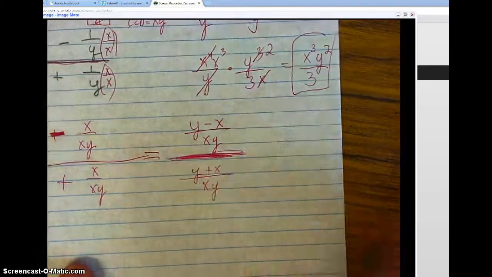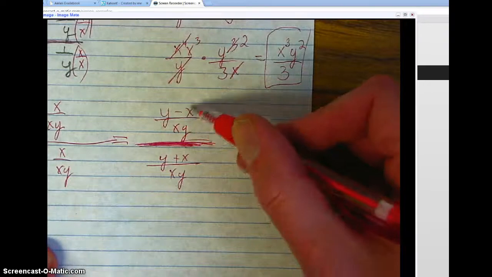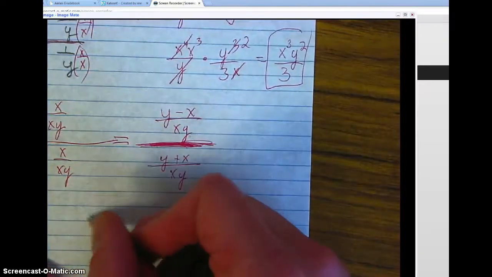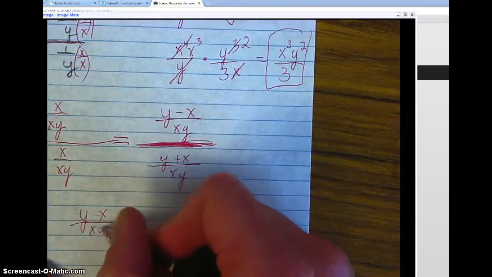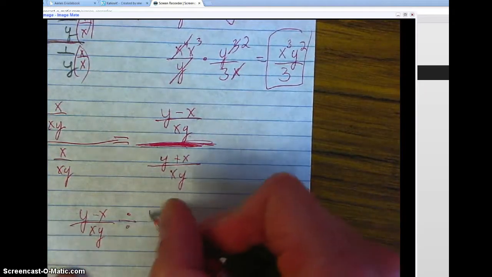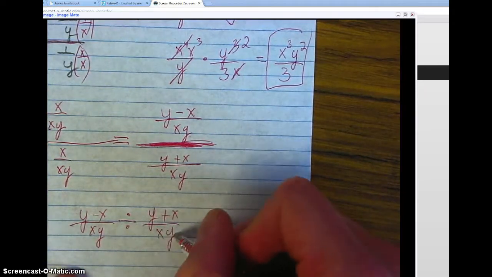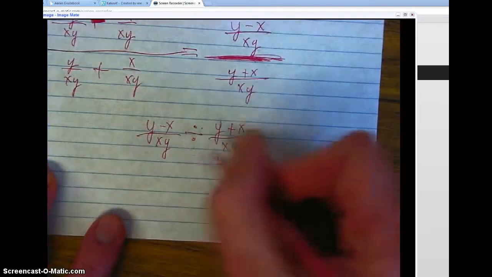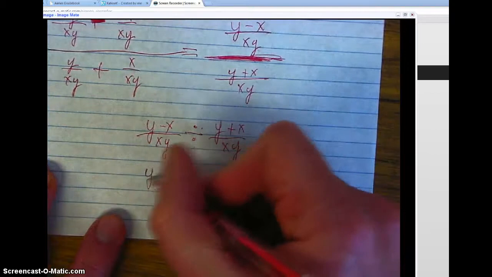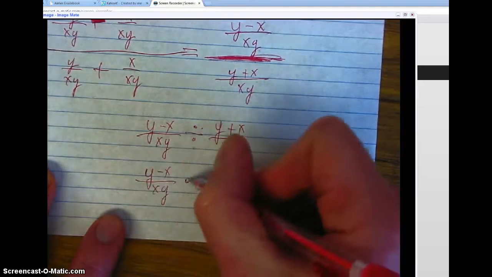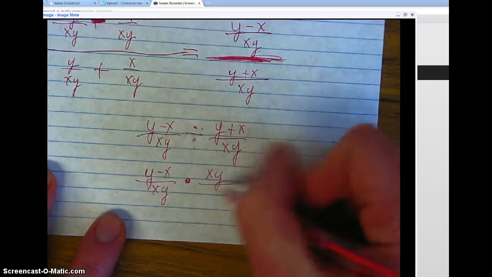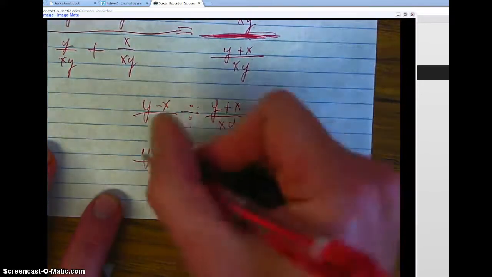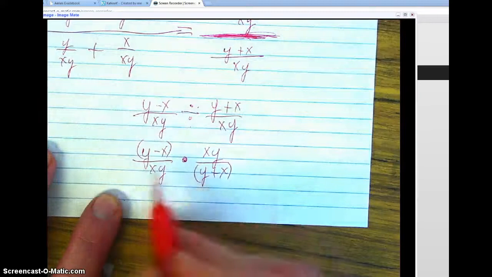Here's the fraction bar. So right now, it's this fraction divided by this fraction. So let's rewrite this. y minus x over xy divided by y plus x over xy. Let's rewrite this as a multiplication by the reciprocal of it. y minus x over xy times xy over y plus x. Good news. I'm going to wrap these in parentheses because these are binomials.